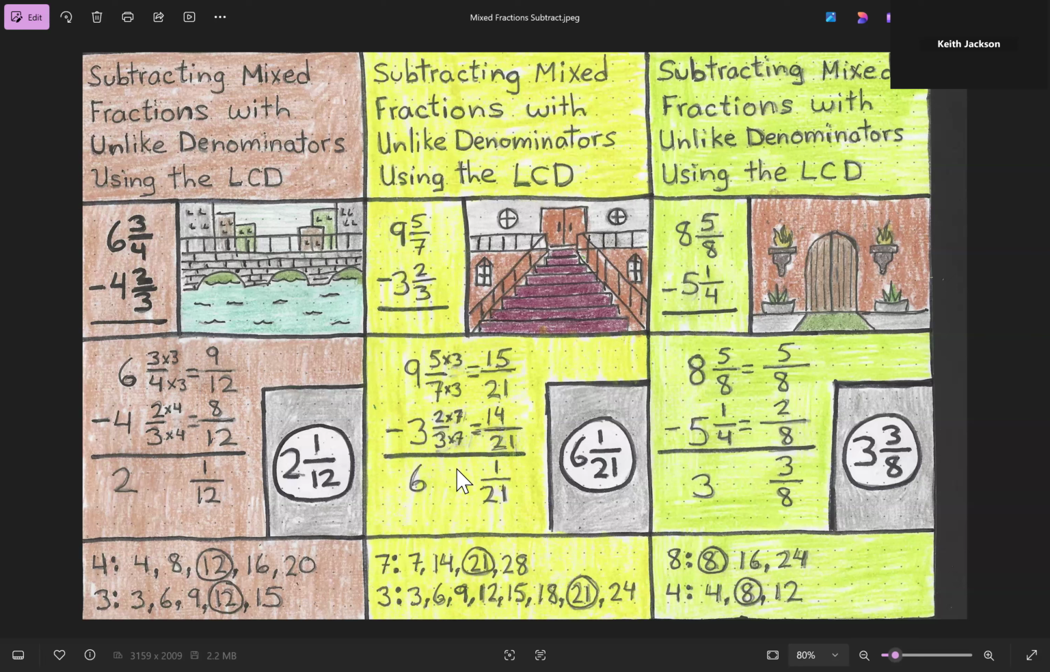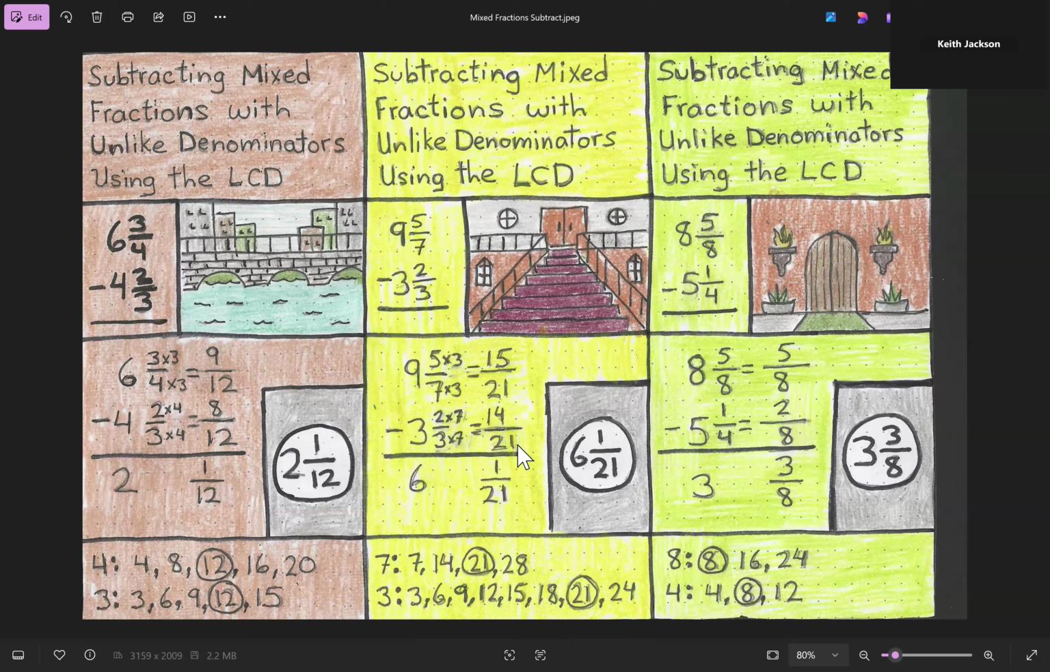Now let's move on to the second big example, in which we have 9 and 5/7 minus 3 and 2/3. Noticing that our denominators are different, the denominator here is 7 and the denominator here is 3. Let's find a least common denominator between those two numbers by counting by 7s and then counting by 3s. If we count by 7s, we have 7, 14, 21, and 28. If we count by 3s, 3, 6, 9, 12, 15, 18, 21, 24. There it is. 21 is our magic denominator, y'all.